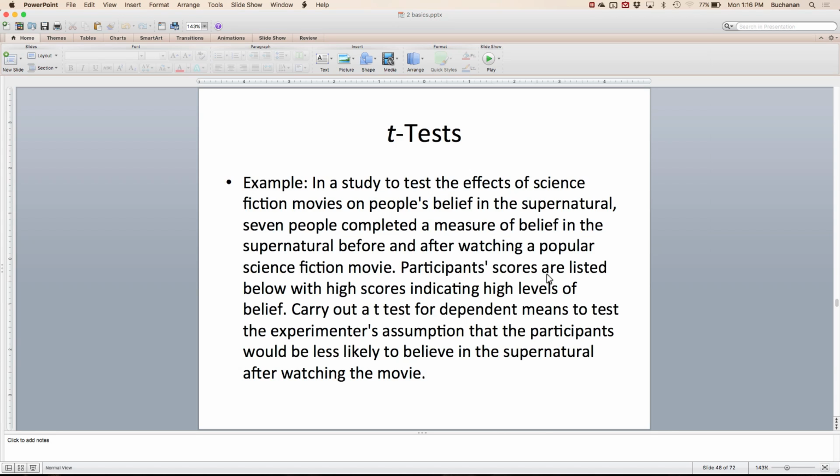Right. So my fake example, I have people's belief of the supernatural, which is appropriate since the X-Files was on again last night, but don't tell me anything because it's not on Hulu yet. Okay. So we had people test their belief of the supernatural before, and then we made them watch something, and now we're testing them afterwards. So high levels is high beliefs, and let's do dependent.